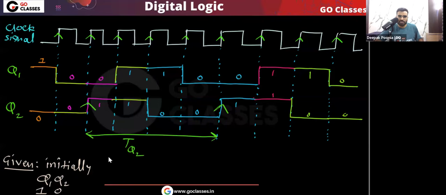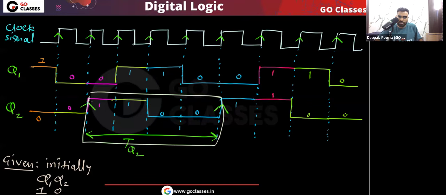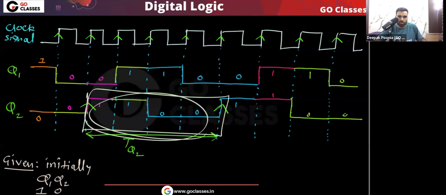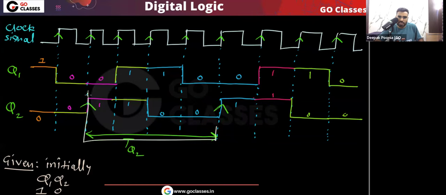And you can notice one thing: in this TQ2, how many TC do we have in one complete cycle of Q2? This is one complete cycle of Q2, because you can see this is the rising edge and this is the next rising edge. So the time duration between consecutive rising edges is basically the cycle time. So in one complete cycle of Q2, how many complete cycles of this clock signal are there?